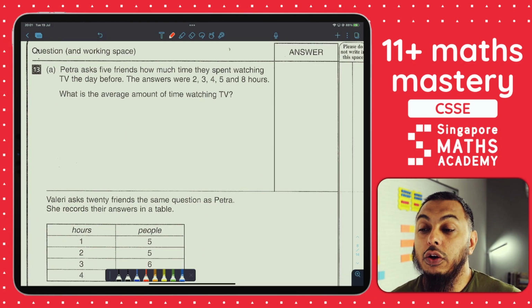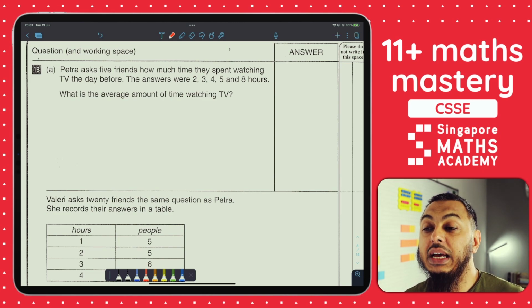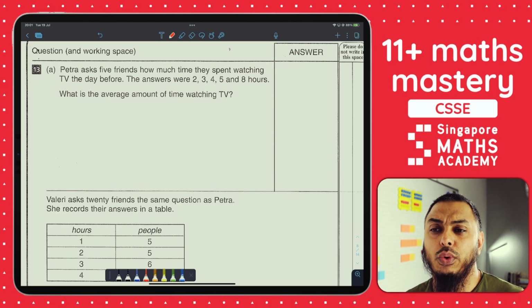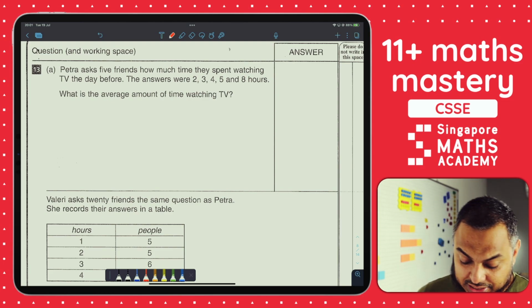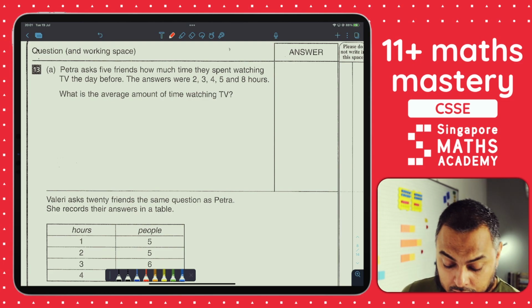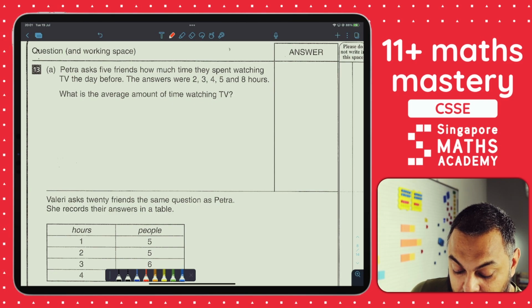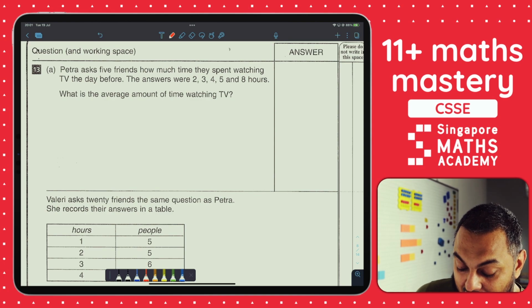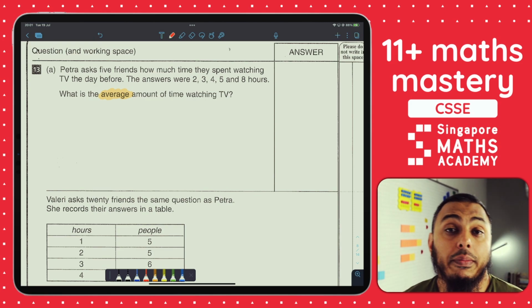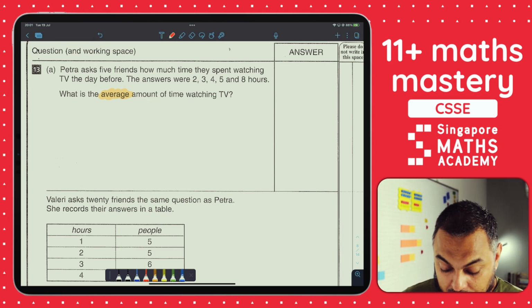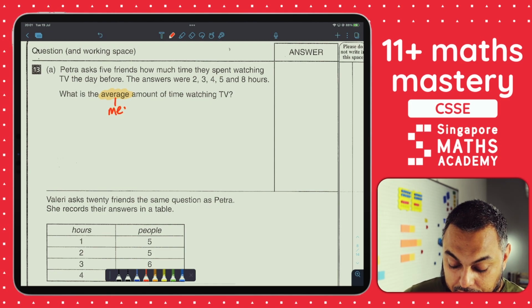Okay, moving on. Question 13. How many questions does this question have? 21 again. Okay, so question 13. Petra asks 5 friends how much time they spent watching TV the day before. The answers were 2, 3, 4, 5, and 8. What is the average? So remember, when they talk about averages, if they don't say mode or median, they talk about mean, right? Whenever they say average, it means the mean.